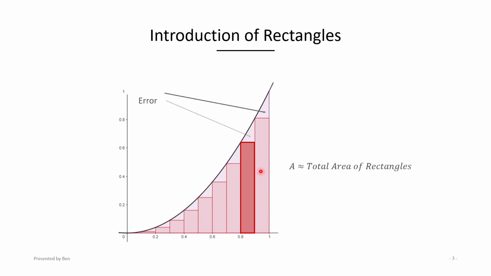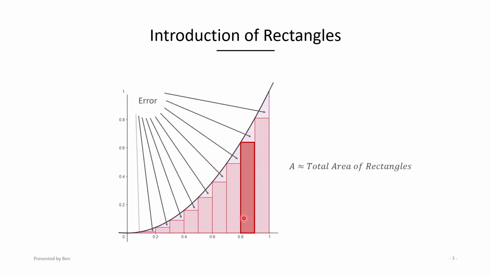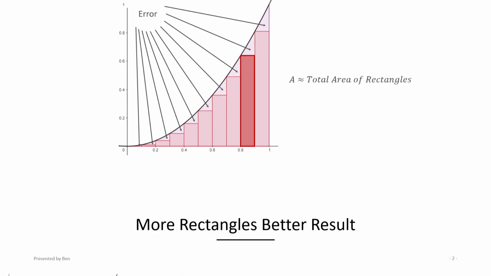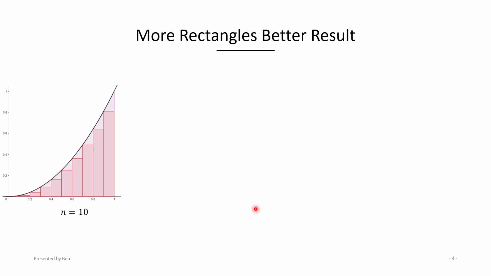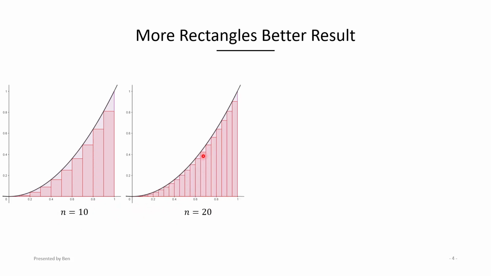It seems 10 rectangles are not good enough. We can still see the error, the difference that comes between the rectangles and the purple area, right? But lucky again, this method is very flexible. Instead of 10 rectangles, we can build 20 of them. In this case, the error is smaller.